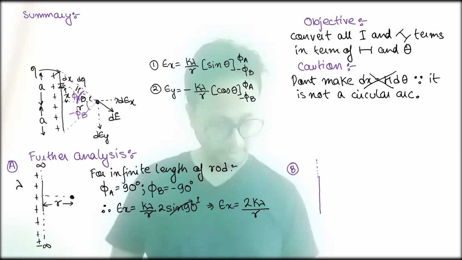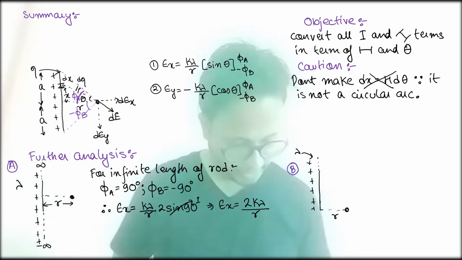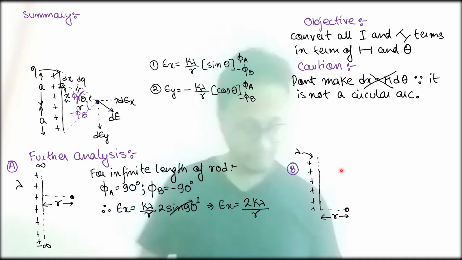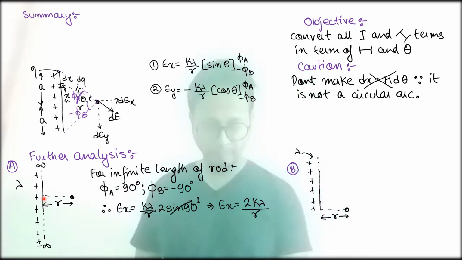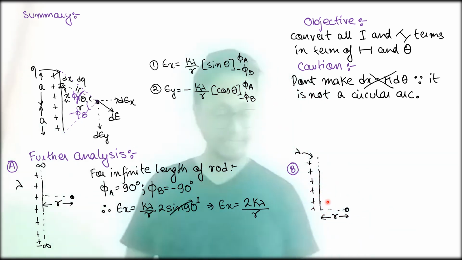Semi-infinite wire means a long rod carrying uniform charge distribution given as lambda. Lambda is the linear charge density. You are asked to find the electric field at this point at distance r. The difference between this problem and the previous one is that in the previous problem the top portion also has some charge, the bottom portion also has some charge, but here the bottom portion doesn't have any charge. There is no charge at the bottom. These kinds of problems are known as semi-infinite wire.